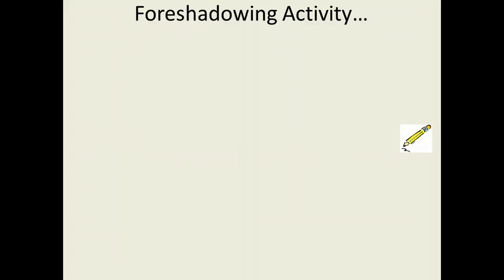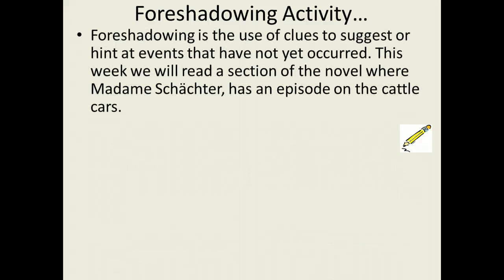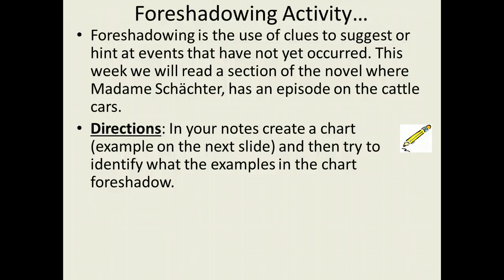All right, so now we're going to move on to a foreshadowing activity. I'm really trying to take a deeper look at how the novel is using this particular literary device. So foreshadowing, again, if you don't remember from our extensive study of the LA vocab packet, is the use of clues to suggest or hint at events that have not yet occurred. So this week, we will read the section. Actually, we read this prior to spring break. So we read the piece about Madame Schachter and the episode in the cattle cars, as well as the introduction to the brutality of the Hungarian police as well as the Nazi Gestapo.